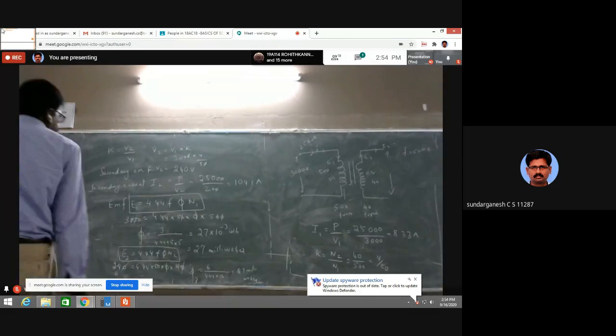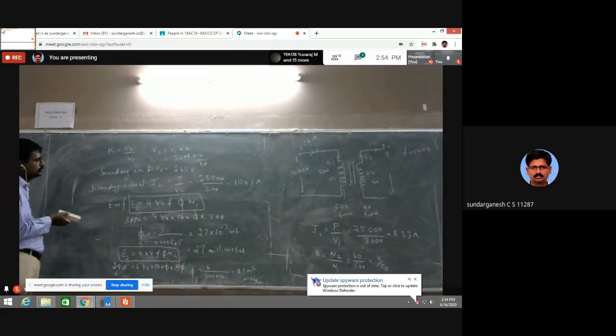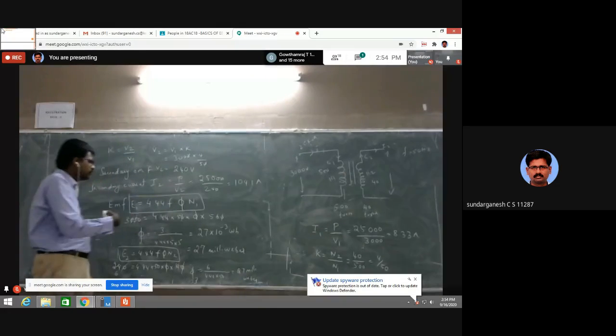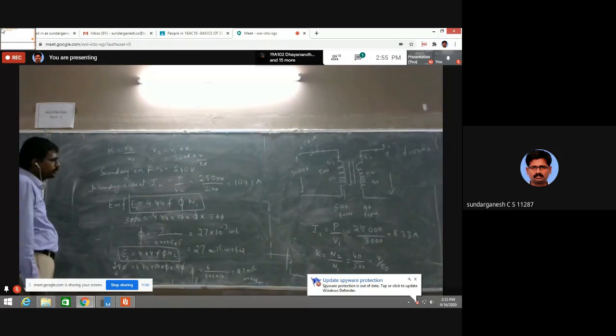So very simple only. You have to find the current by using the K ratio, by finding the voltage, and easily find the current also. Then the EMF equation, you apply the EMF equation, phi is unknown, so you move the other values, you get the phi. You can either use the primary coil or secondary coil. So only 3 formulas: power equal to VI, and E equal to 4.44 F phi N, and K equal to E2 by E1 or N2 by N1 or V2 by V1, which is also equal to I1 by I2.